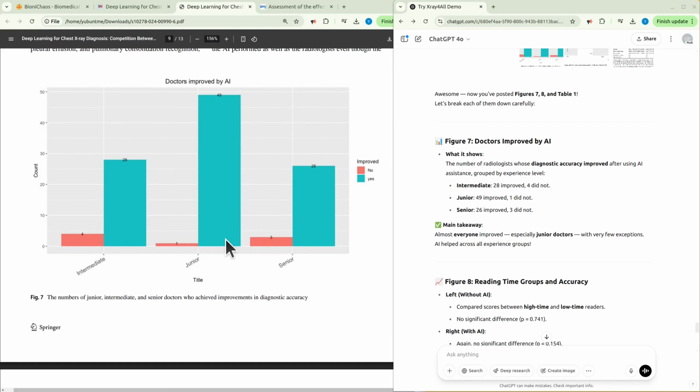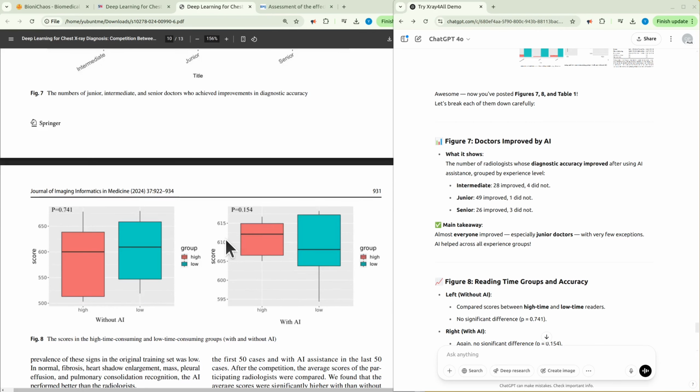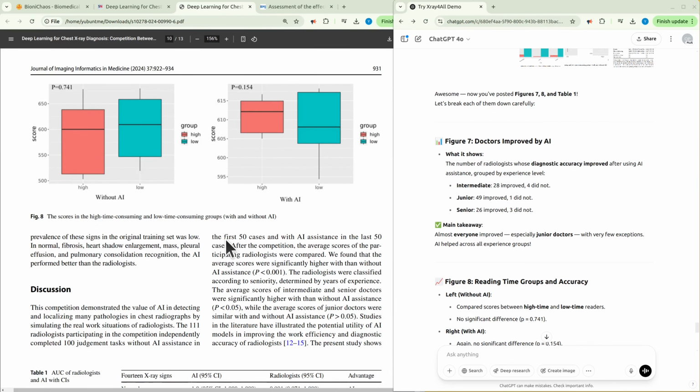For example, 49 out of 50 junior radiologists improved and 28 out of 32 intermediate radiologists improved. Consistent benefit, even among seniors, 26 out of 29 improved. This highlights the broad benefit. Can we move on to Figure 8? Of course. Let's take a critical look at Figure 8.